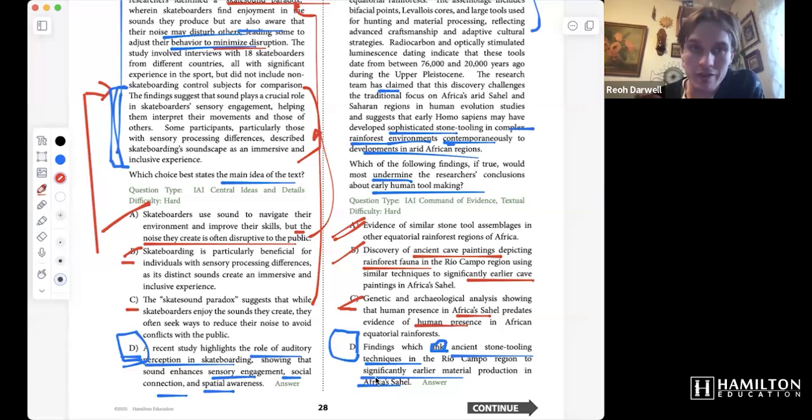But D clarifies that, right? Which is why D is the best undermining of the researcher's conclusions, whereas the others either don't go far enough or don't go anywhere at all.